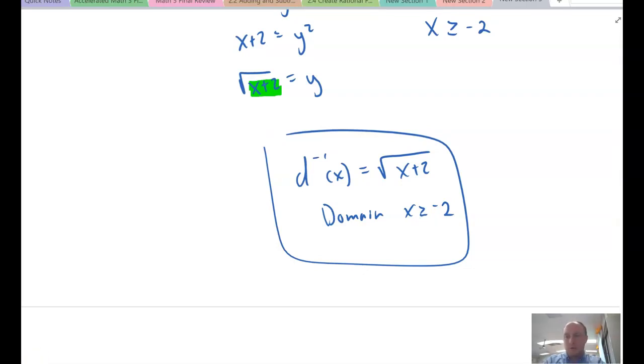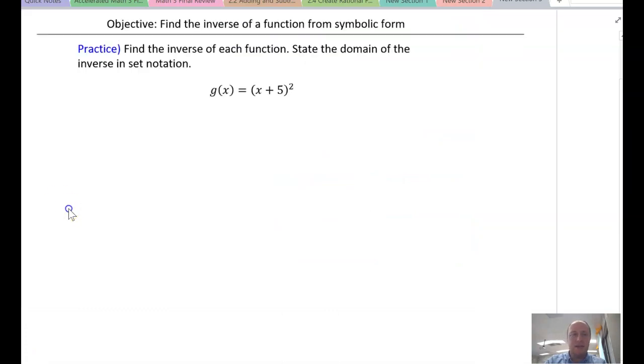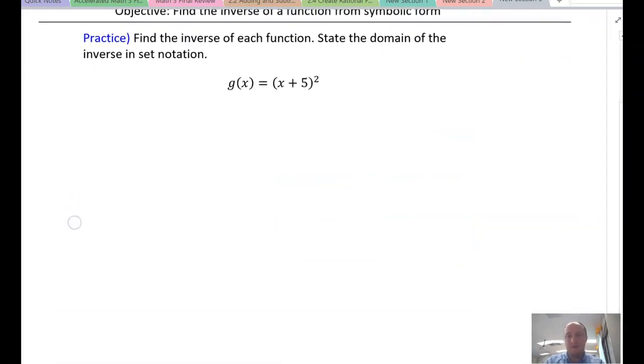All right, so I'm going to go ahead and give you guys a practice problem. Here you go: x plus 5 raised to the power of 2. Please find the inverse, and state the domain of the inverse in set notation. I'll pause the video now, and I'll show you the answers in a second.